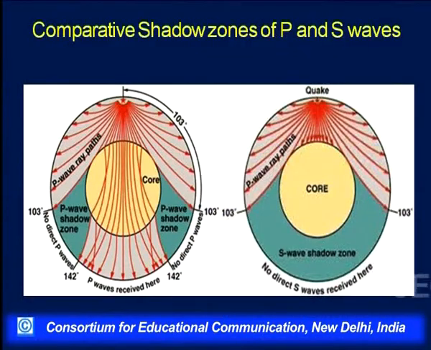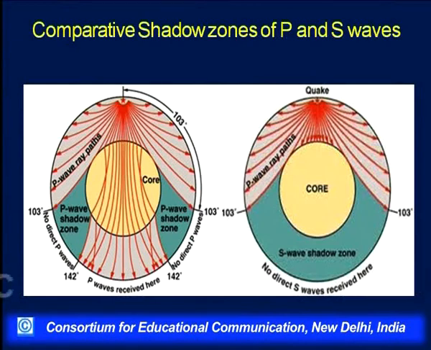In this comparative diagram, you can see the shadow zones of P and S waves. I repeat, here we can see that through the epicenter, the red color primary waves start and travel in different directions in curved paths, and as they enter the core, they refract and the angles change. As they pass through the core, they come out in the mantle, again the refraction takes place, and that is how the shadow zone of the primary wave is created.